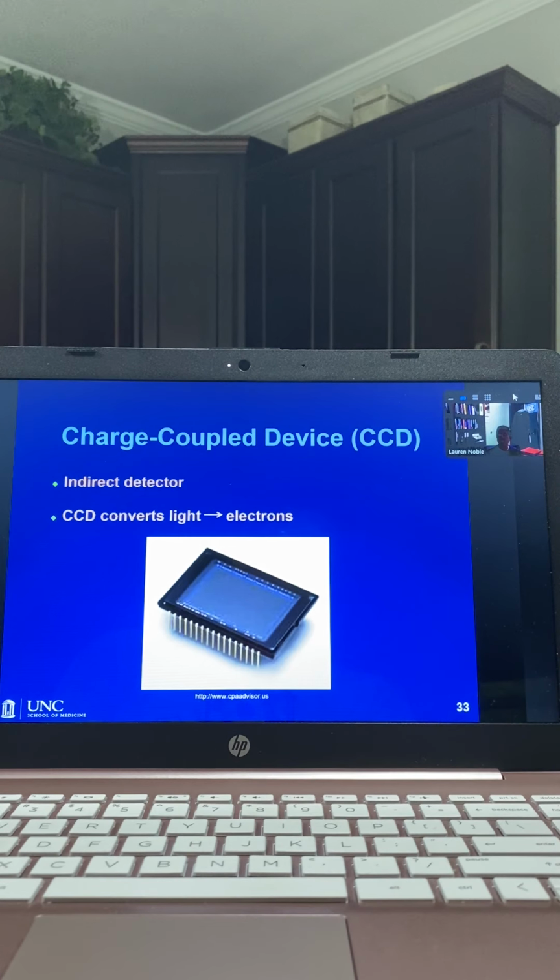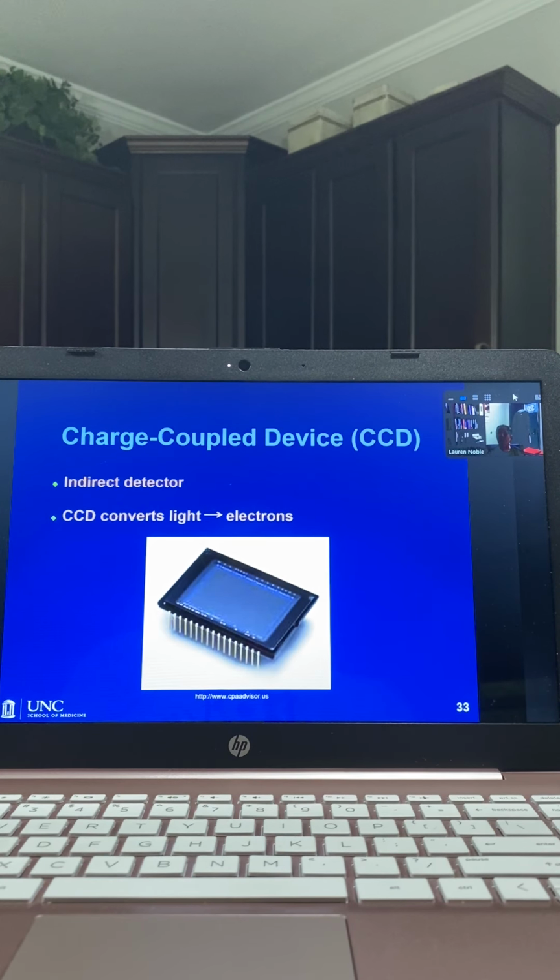Okay, charge coupled device. This is a CCD, and it is also referred to as an indirect detector. Now, the CCD is a small little chip. It's smaller than a credit card. It's just a tiny chip. What it does is it takes light and converts it to electrons. So the CCD responds to light and will convert it to electrons.